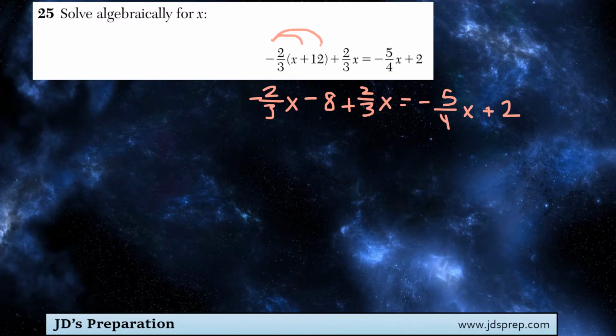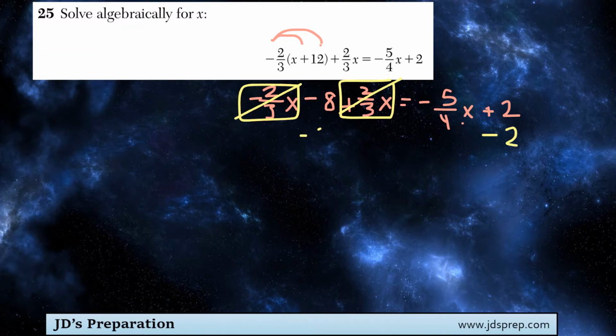Okay, conveniently, you'll notice now that we've got a negative 2/3 x and a positive 2/3 x. So those guys are just going to cancel each other out. Gotta love it when things like that make our problem solving easier. All right, now on the right-hand side, we've got our x here. Next step to getting it isolated would be to subtract 2 from both sides of the equation, canceling that out.